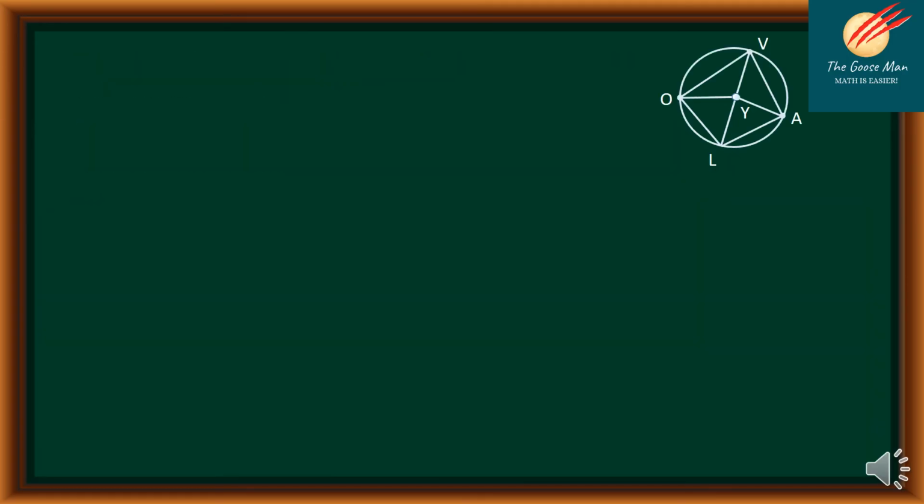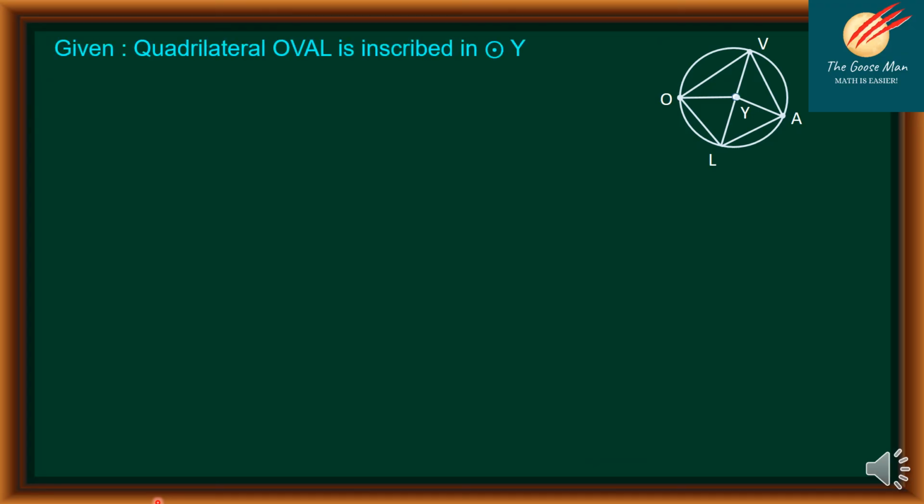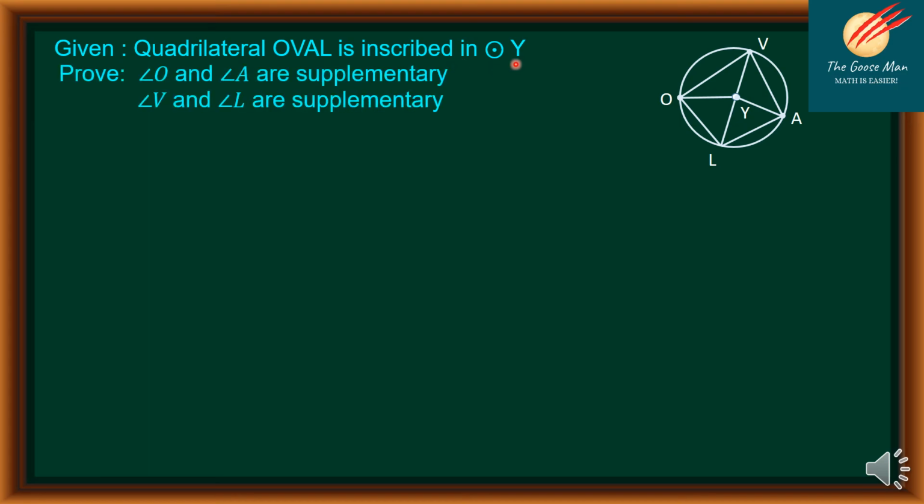For the next theorem that we will prove, that is, if a quadrilateral is inscribed in a circle, then its opposite angles are supplementary. So let us consider the figure on the right side. Given quadrilateral OBAL inscribed in circle Y, we would like to prove that angle O and angle A are supplementary, as well as angle B and angle L are also supplementary. To prove this, we draw line segments OY, BY, AY, and LY.